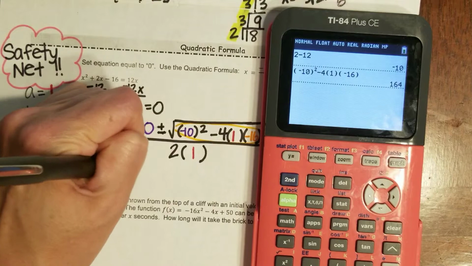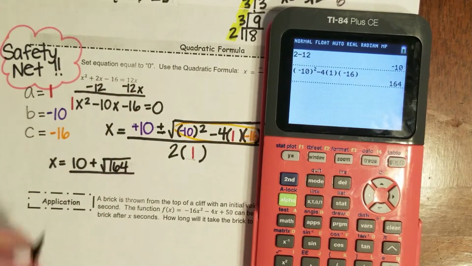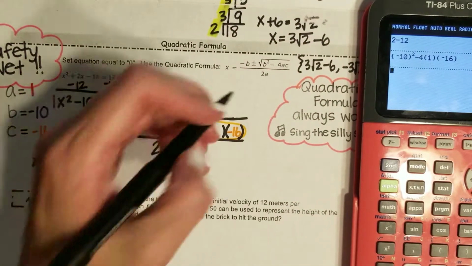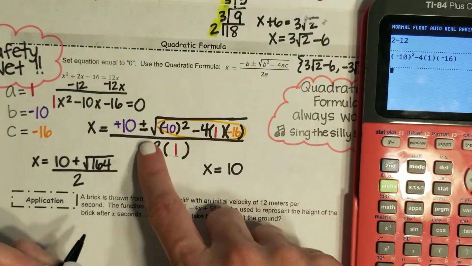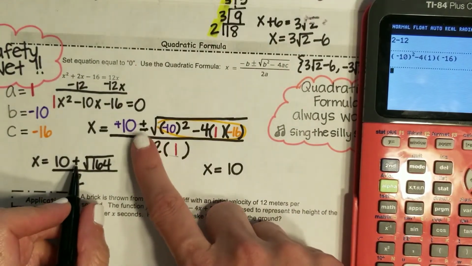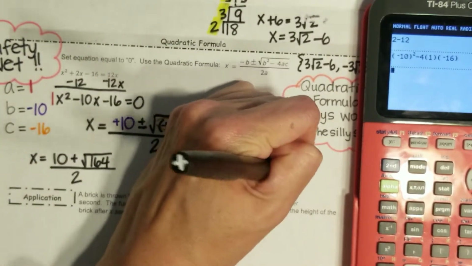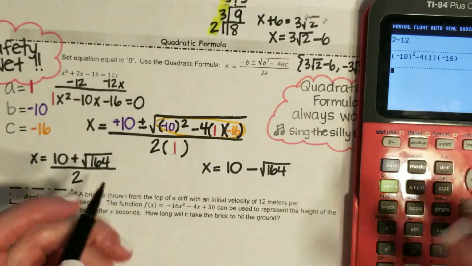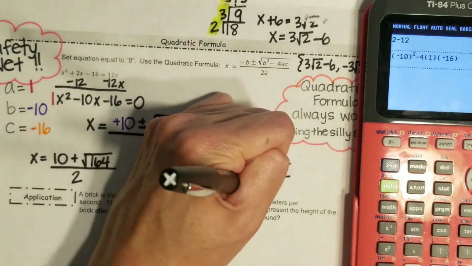So I'm just going to write the square root of 164 all divided by, now I'm going to multiply and get 2. Okay, that's one answer. The second answer is going to be x equals the opposite of b, 10. And instead of plus, we're going to do minus the square root of 164. Because remember, that's what we said, b squared minus 4ac was equal to 164. All divided by 2a, and 2 times 1 is 2.